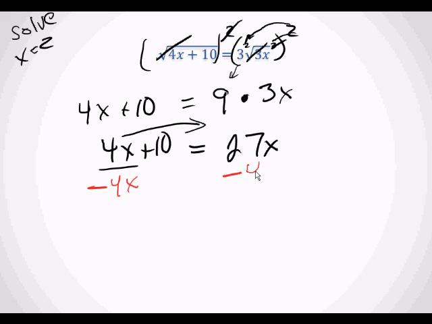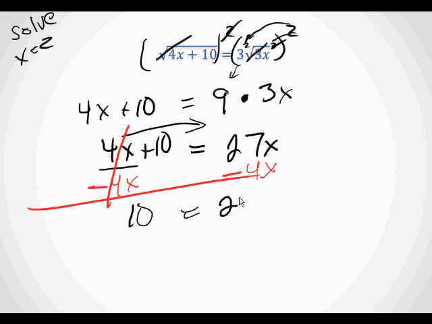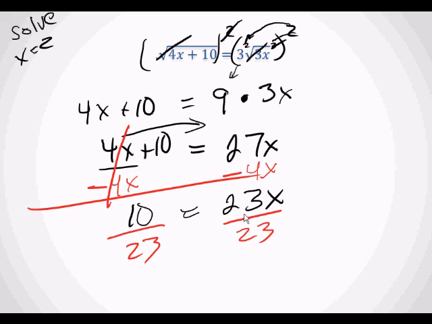Okay, so we're solving for x. We're trying to get x on one side. I'm going to take my 4x's over first. I'm going to subtract 4x, subtract 4x. I'm left with 10 equals 27x minus 4x, which is 23x. So I just need to get rid of the 23 so x is by itself.